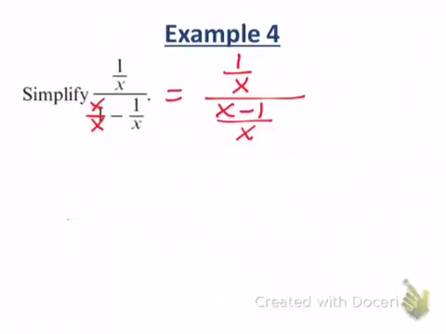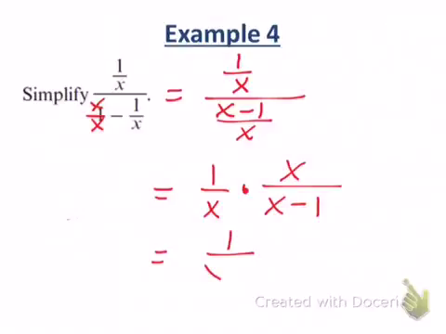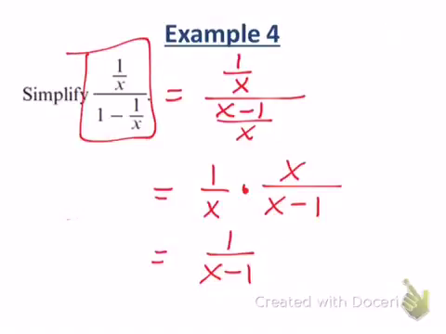Okay, now 1 over x divided by that is the same as 1 over x times x over x minus 1. And that gives us what? 1 over x minus 1. 1 over x minus 1. Now, it's not intuitive from the very beginning that those two things would be equal, that our original expression here would equal what we end up with in the bottom.